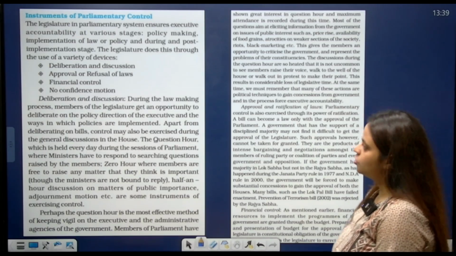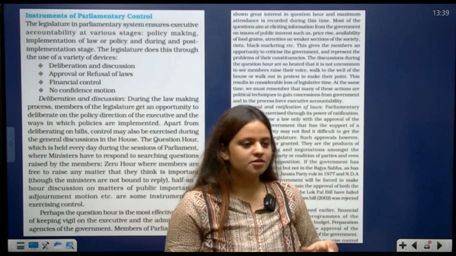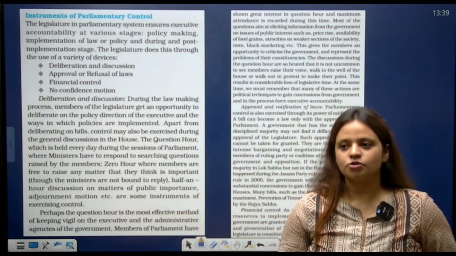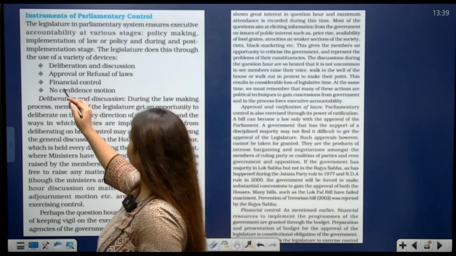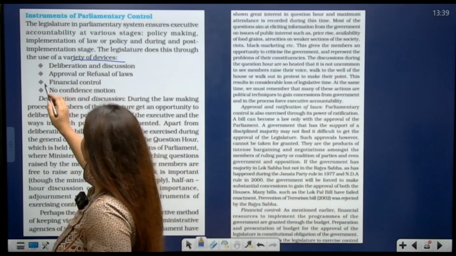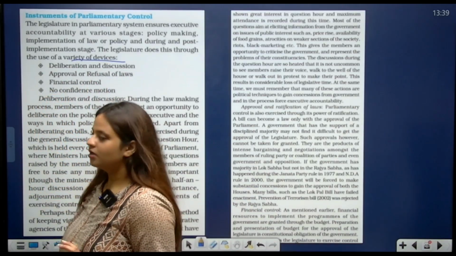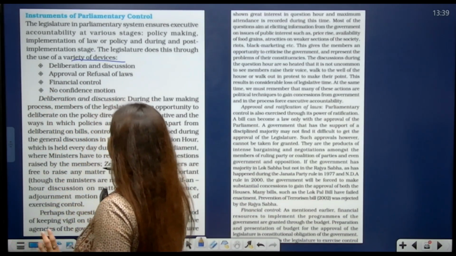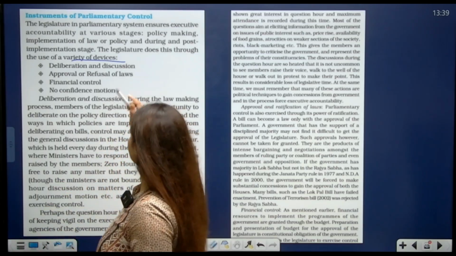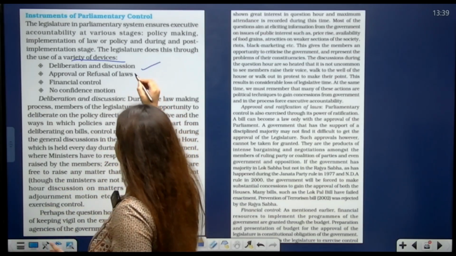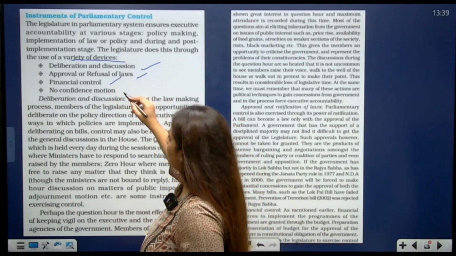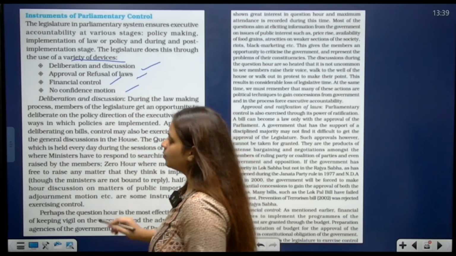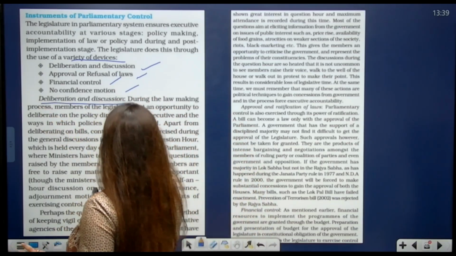Next, we see instruments of parliamentary control. There are some instruments given to the parliament so that they can control the executive. For example, we have a variety of devices, a variety of things by which parliament can control the executive. The first is deliberation and discussion. The second is approval and refusal of laws. Then financial control and no confidence motion. Coming on to the first one, which is deliberation and discussion.